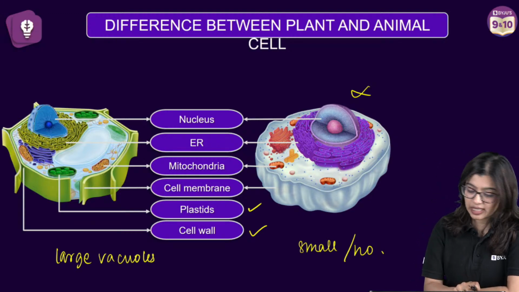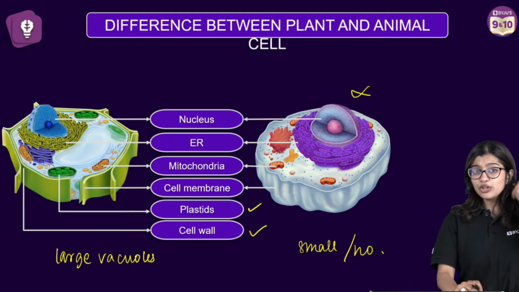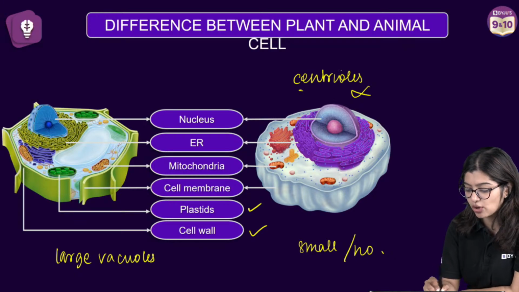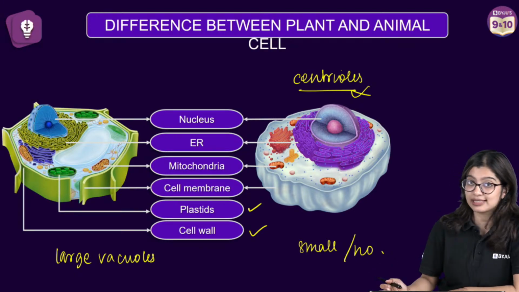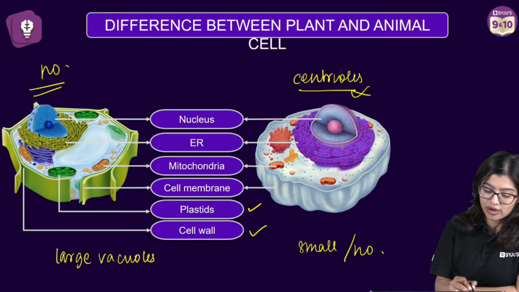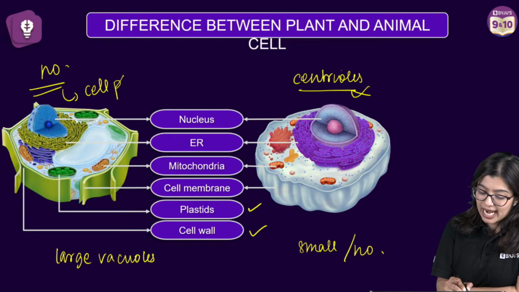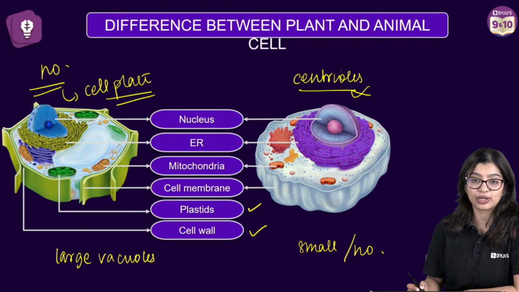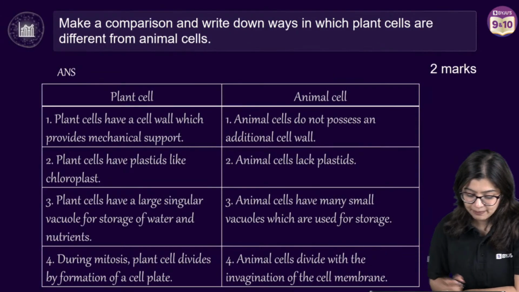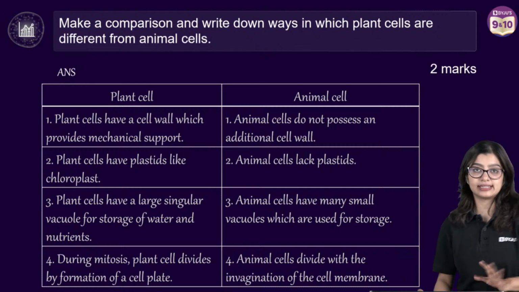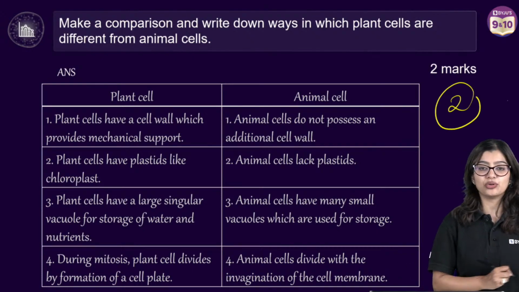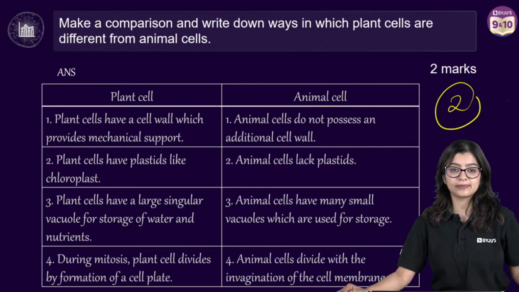Along with this, during cell division, we see that there are specialized cell organelles in animals called centrioles that facilitate the cell division process. While here we see that there is no such specific cell organelle, and we observe cell plate formation in this particular case. These are the broad 2 differences. I've given you 4. You just need to write any 2. Write any 2 between these.